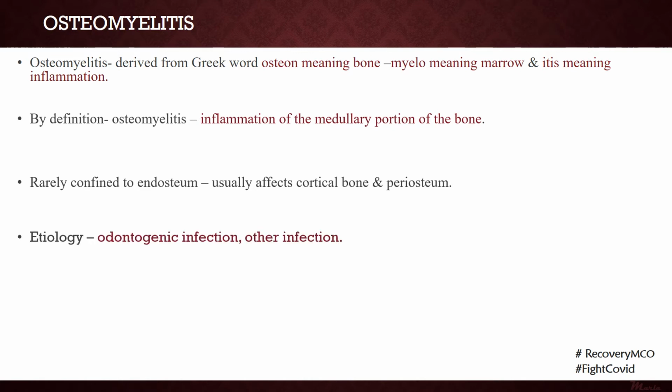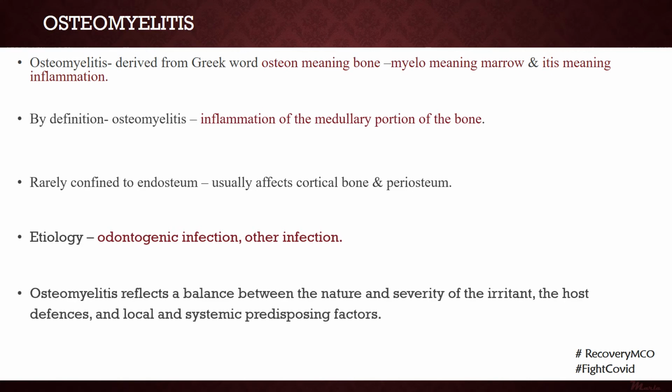Osteomyelitis generally occurs as a result of odontogenic infection which has not been controlled, or it may occur because of other infection. Most common example is infection which occurs in a traumatic event. Following a trauma, if the wound is not cleaned, it may be suppurated by an infection which can lead to osteomyelitis. Osteomyelitis reflects a balance between the nature, severity of the irritant, the host defenses, local and systemic predisposing factors.